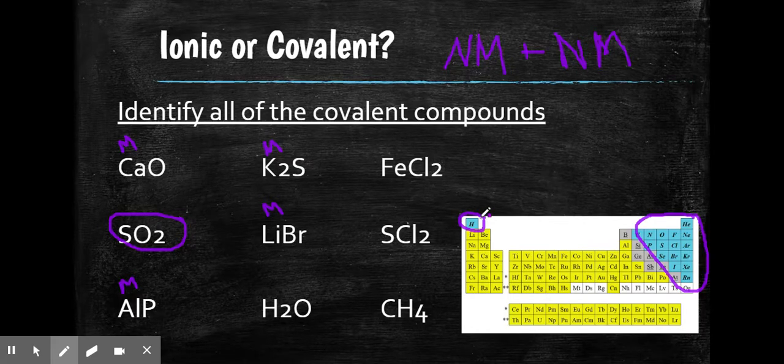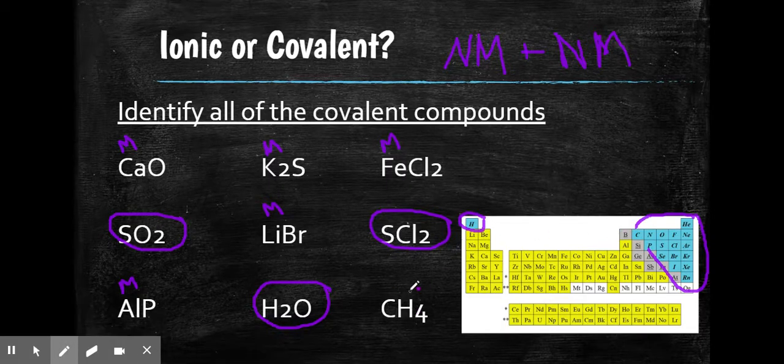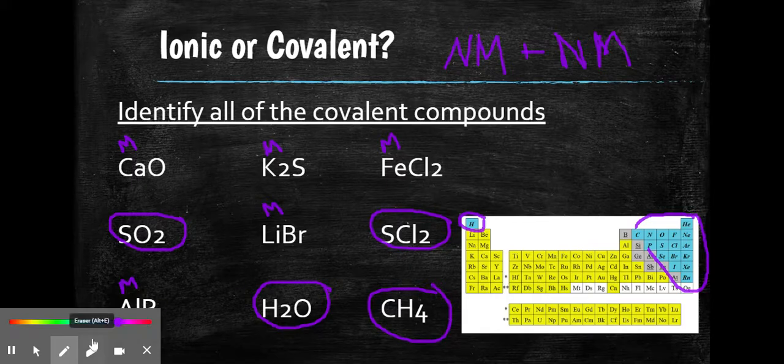H2O. Hydrogen's right here. It's the one nonmetal on the left side of the staircase. So this is a covalent compound. Then we have FeCl2. That's right here, iron. And iron is a metal. So this is an ionic compound. Next, I have SCl2. That's sulfur and chlorine. These two are both nonmetals. So I'm going to circle this one. Last one, CH4. I kind of hid that one there. But we've got carbon and we have hydrogen. So both of those are nonmetals. So this is also a covalent compound.